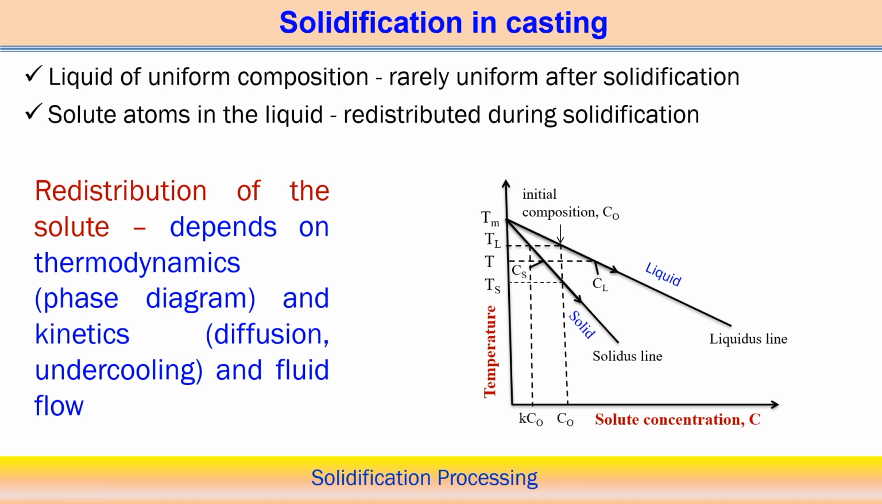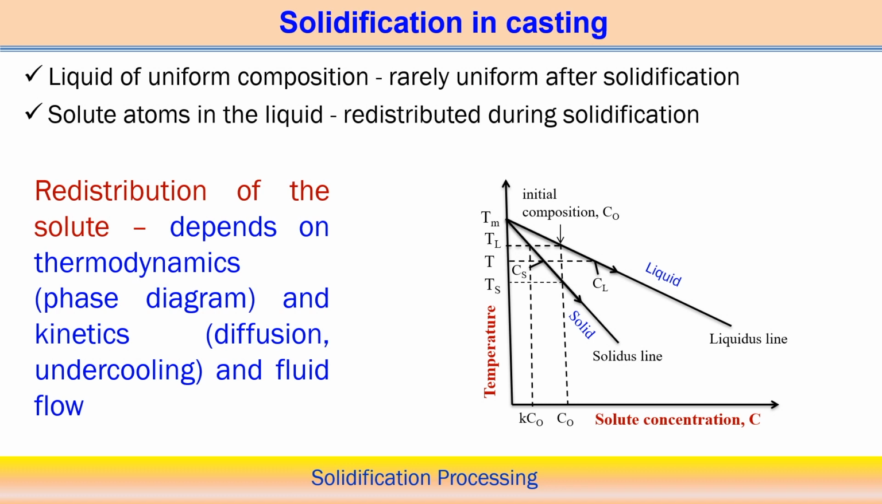Once nucleation starts, we look into the way the solid liquid interface moves, and that is very complicated in the case of the alloy system. If you try to understand solidification in an alloy system, you can see that a liquid of uniform composition is rarely uniform after solidification. Why is it like that? Because in most cases during the solidification of an alloy system, a redistribution of the solute happens.